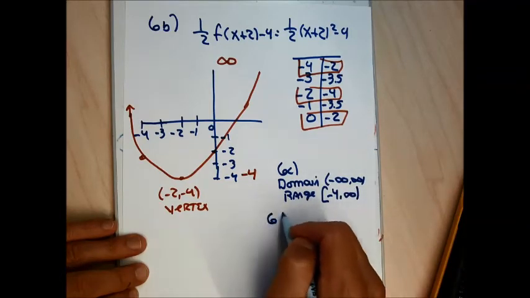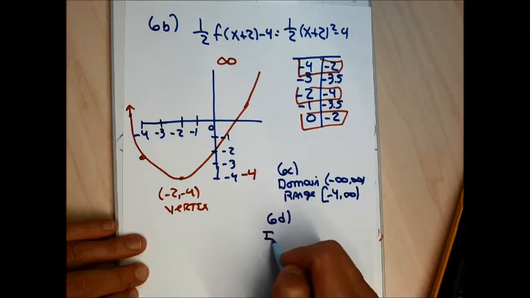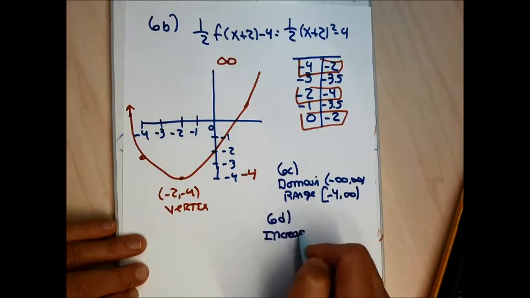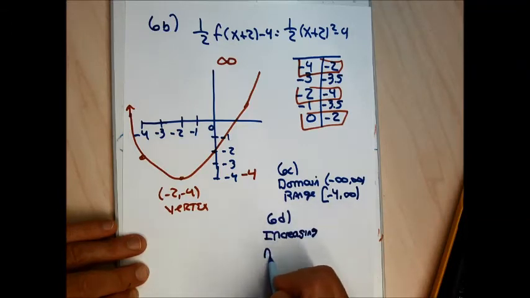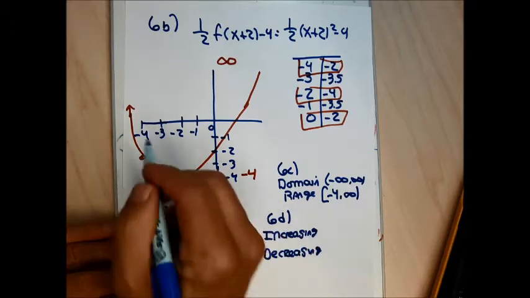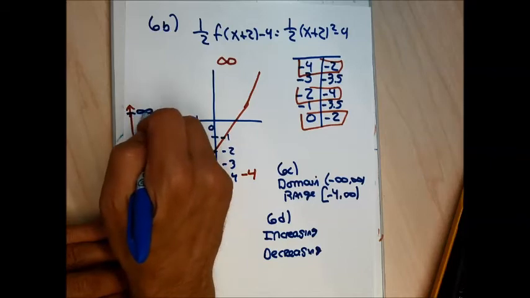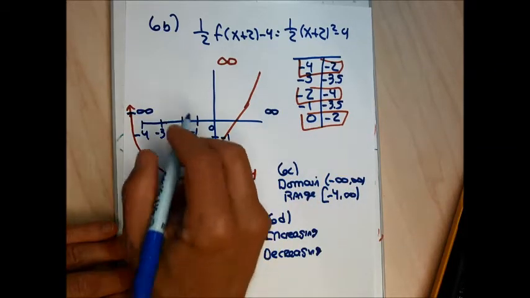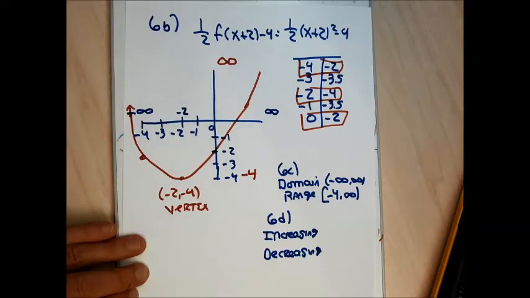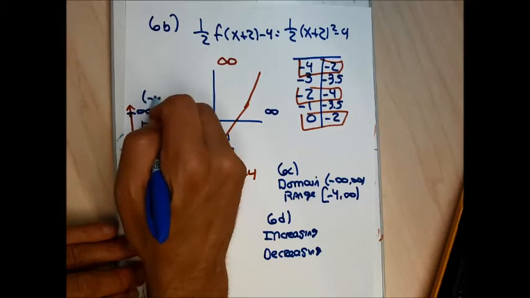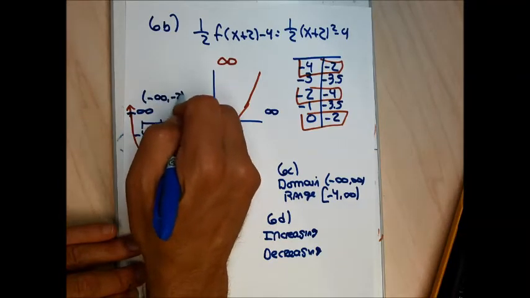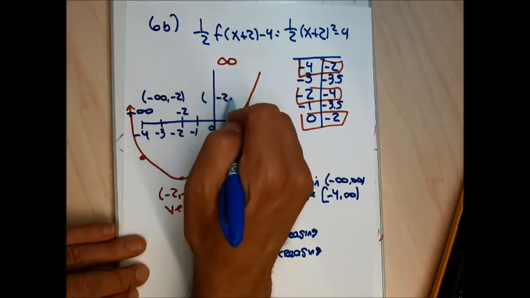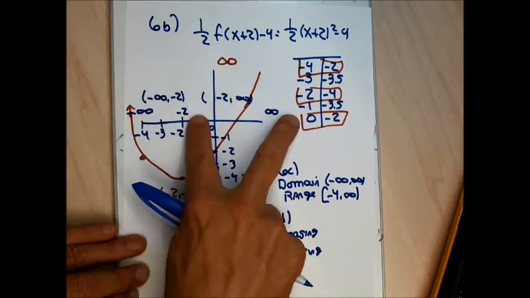Part D wants me to find the intervals where the graph is increasing and decreasing. To do that, I put negative infinity on the far left edge of my x-axis, positive infinity on the far right edge. I take the x-coordinate of the turning point, or the minimum point, the vertex, and put it on my x-axis, and I create intervals with all round parentheses. So negative infinity to negative 2, and negative 2 to infinity are the intervals that are marked out by that.